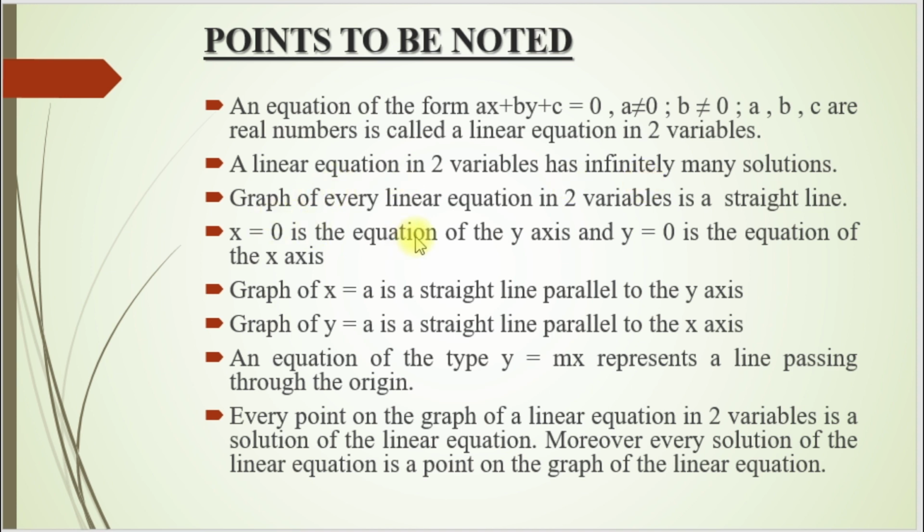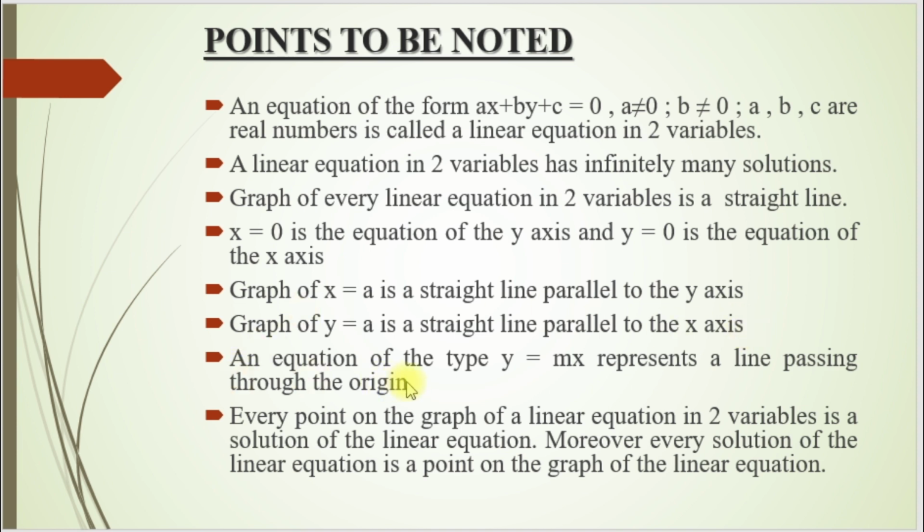Third one: the graph of every linear equation in two variables is a straight line. So a linear equation means an equation of degree 1, and its graph is always a straight line. Then x is equal to 0 is the equation of the y-axis and y is equal to 0 is the equation of the x-axis. So in general, the graph of x is equal to a is a straight line parallel to the y-axis and the graph of y is equal to a is a straight line parallel to the x-axis.